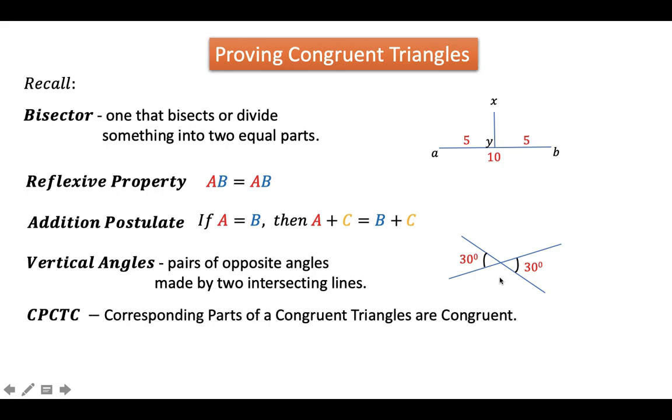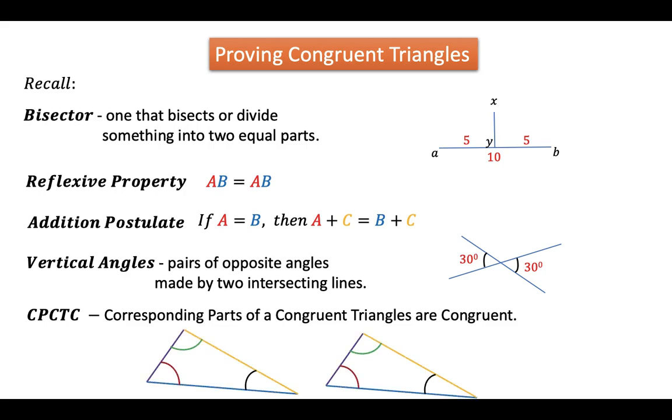Then CPCTC means corresponding parts of congruent triangles are congruent. So if there are two, let's say, congruent triangles in the same orientation, this tells us that the corresponding parts of these two triangles are always congruent. So the corresponding parts are, for example, the red angles, they are congruent, the green angles are congruent, the black angles are congruent because they are corresponding. Similarly, the sides, purple sides, yellow sides, and blue sides are congruent because they are corresponding.